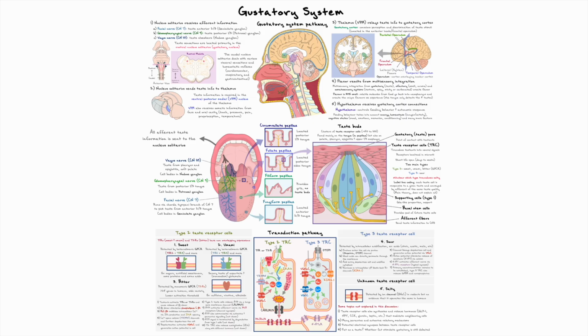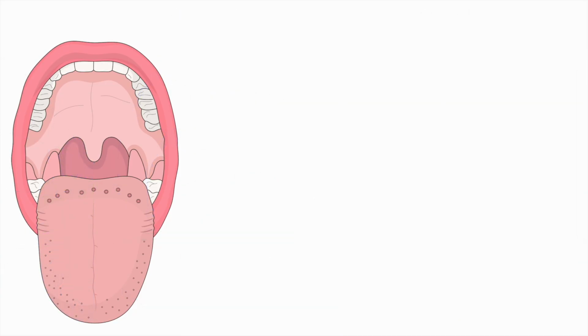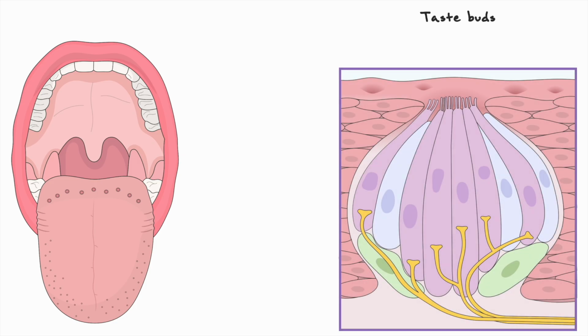So, as you might expect, the main organ in our body that initiates the perception of taste is the mouth. More specifically, the first step in taste perception begins at the taste bud, which looks something like this. The taste buds are found mainly on the tongue, in structures called papillae, but they can also be found on the palate, the pharynx, the epiglottis, and upper third of the esophagus.